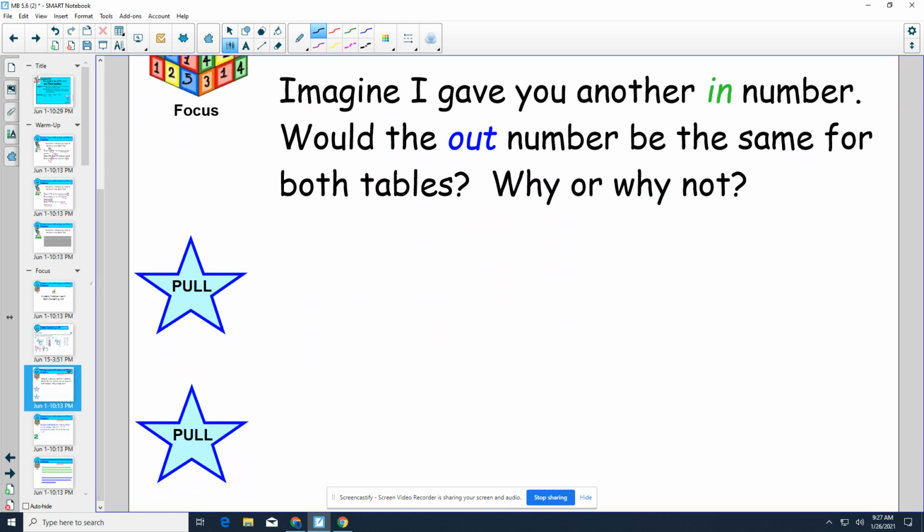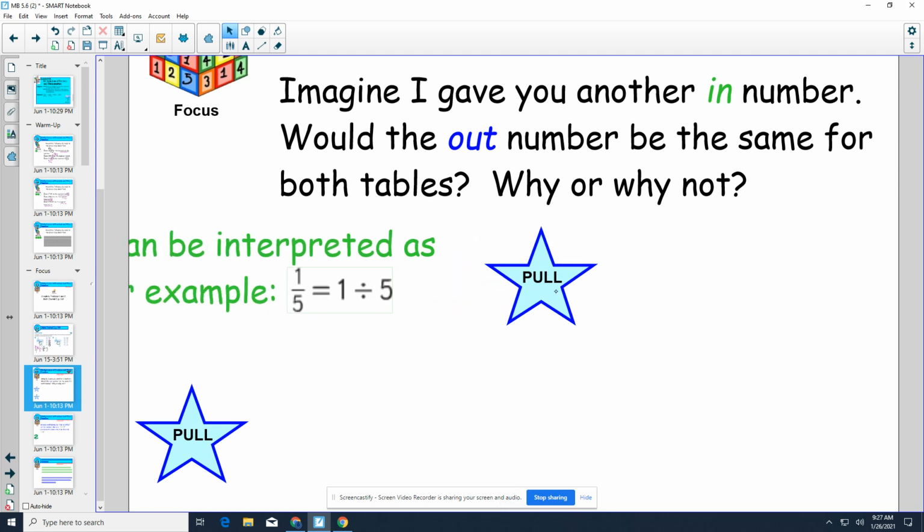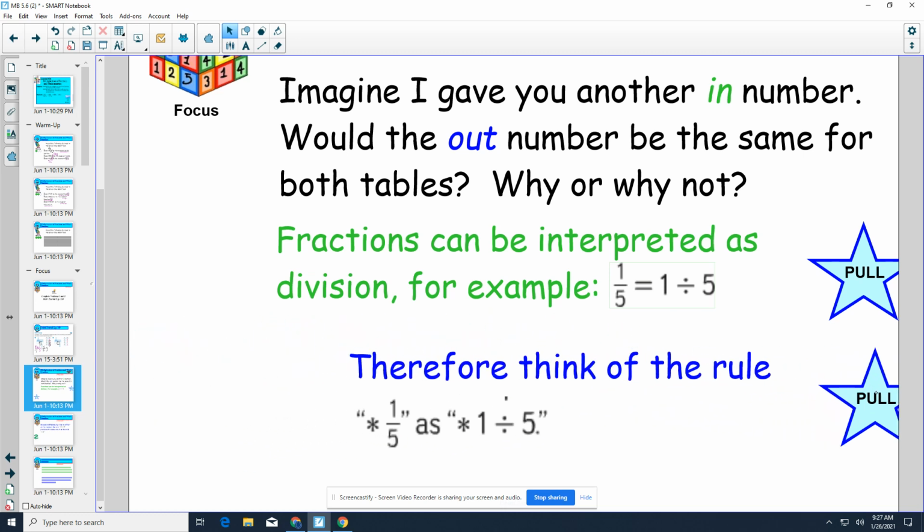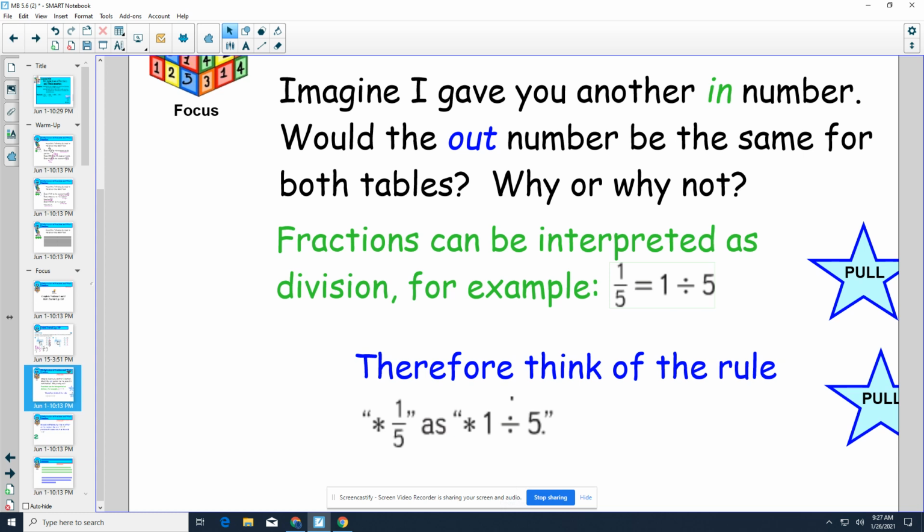Imagine if I give you another n number. Would the out number be the same for both tables? Think about what we just talked about: multiplying by 1/5 and dividing by 5 is the same thing. Fractions can be interpreted as division. For example, 1/5 equals 1 divided by 5. We've talked about that previously, that fractions can be written as a division problem. Therefore, think of the rule 1/5 as 1 divided by 5.